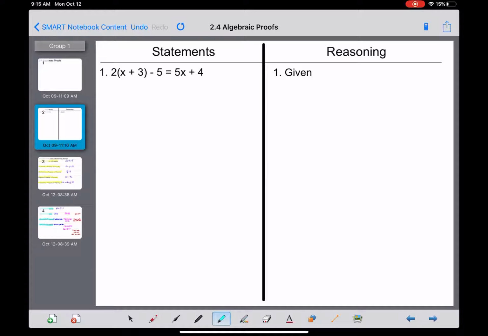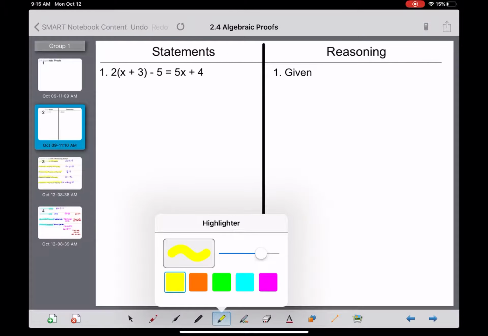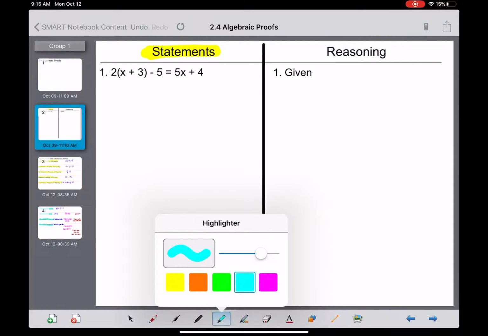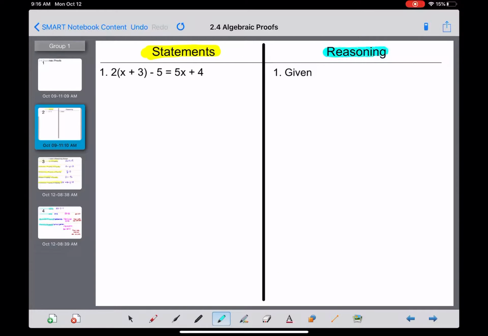So we want to solve 2 times the quantity of x plus 3, subtract 5 is equal to 5x plus 4. We are going to set up our proofs this way. Let's start with the left-hand side. On the left-hand side is going to be our statements, so that's essentially our work. And then on the right-hand side is going to be the reasoning.